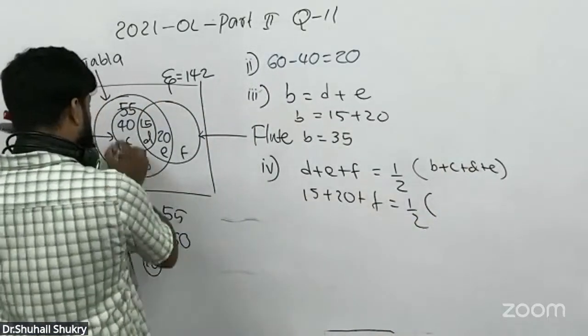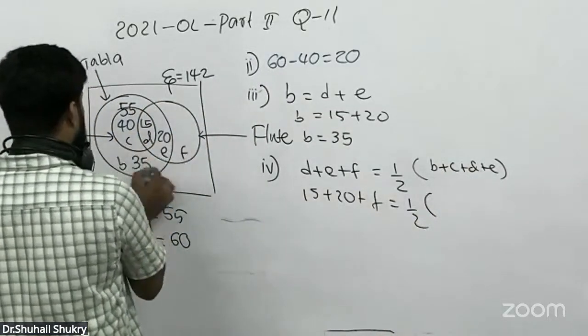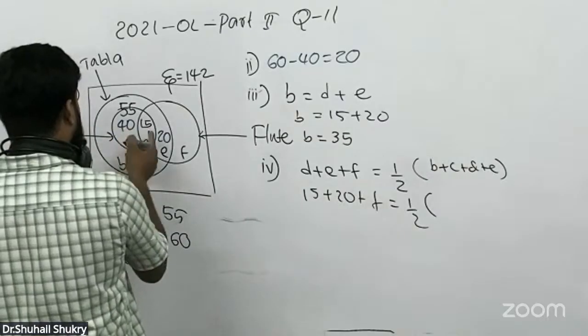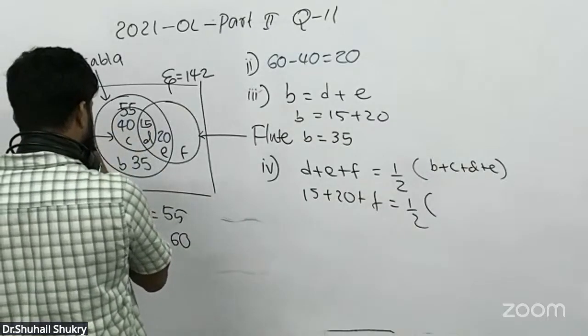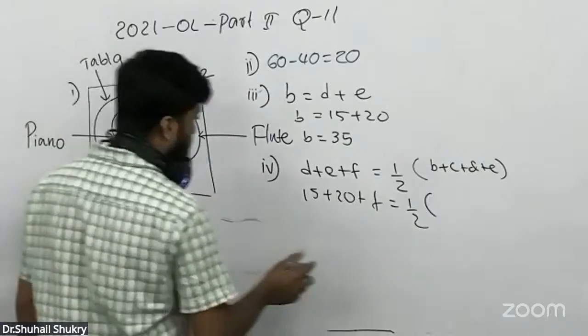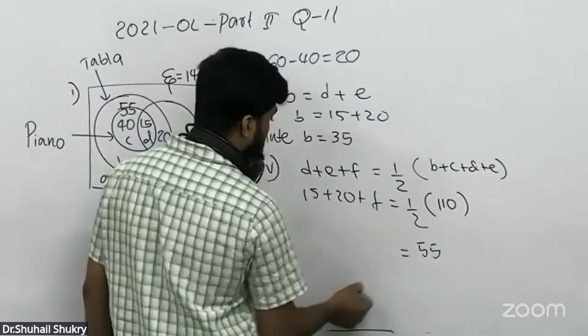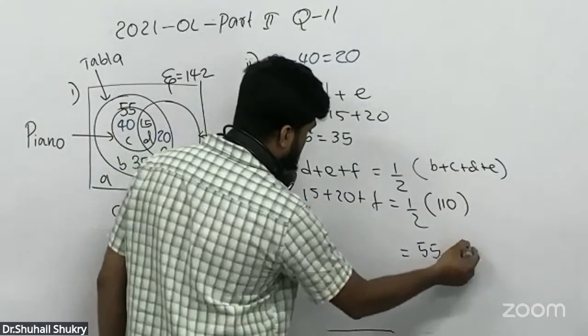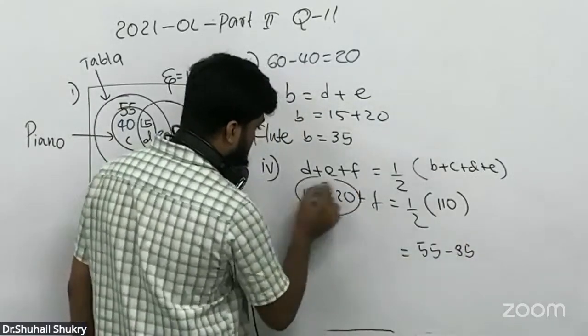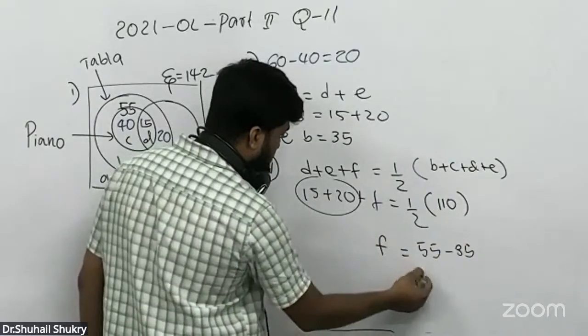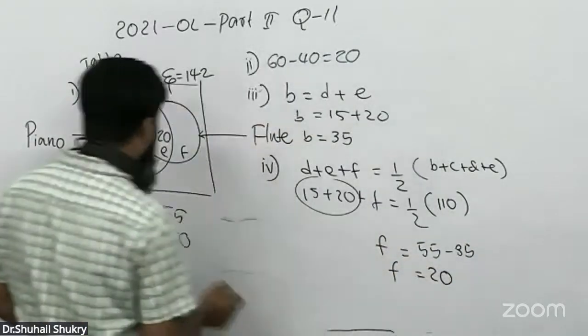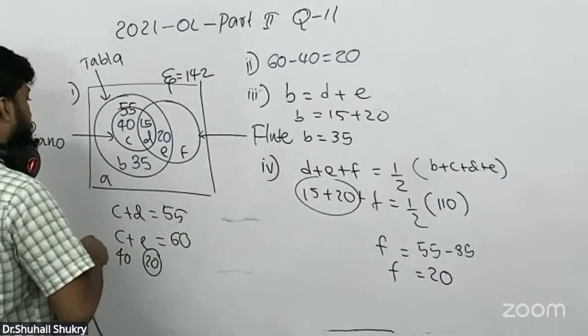C. Now we know this full set. B, C, D, E, all the addition we know: 35, 55 makes 90. 90 and 20 makes 110, right? Half of 110 is how much? 55. 15 and 20 is 35. Send to the other side, minus 35. So how much is F? 20. Now I found F using this.